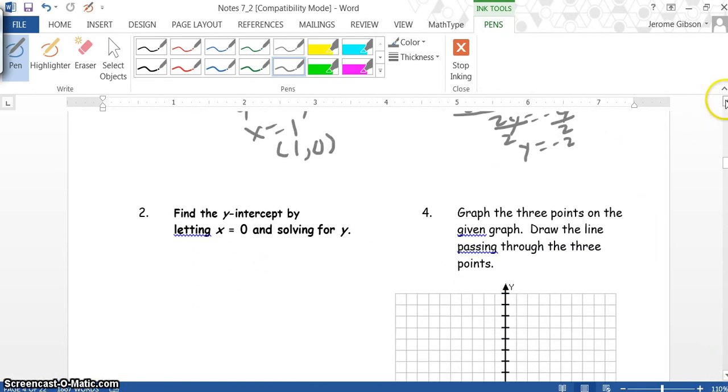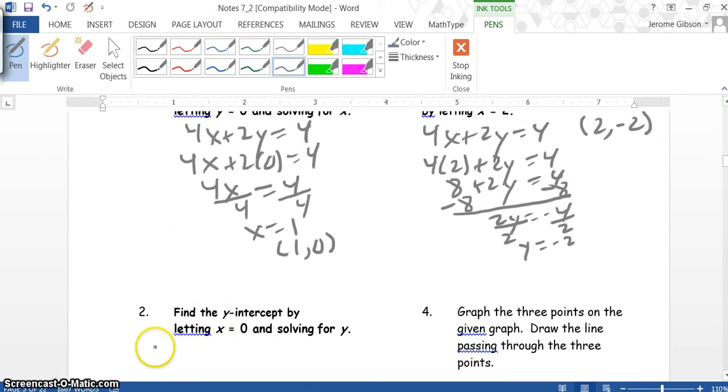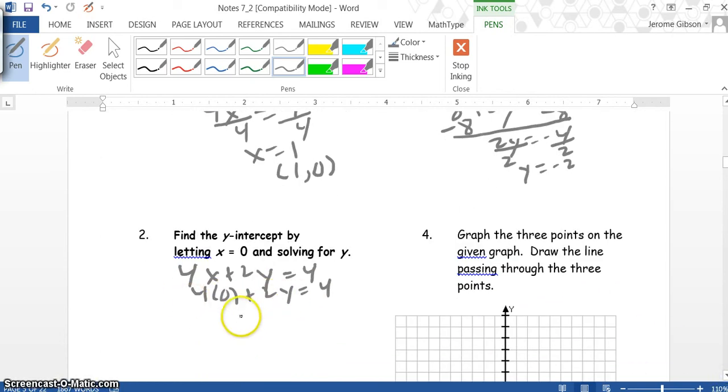Now we come down here to the bottom. Now we're going to try and find the y-intercept here. So we'll take the same equation, but this time x will be 0. Four times 0 is 0 plus 2y is 2y. That equals 4. Divide each side by 2, and y is 2. And the ordered pair is 0, 2.